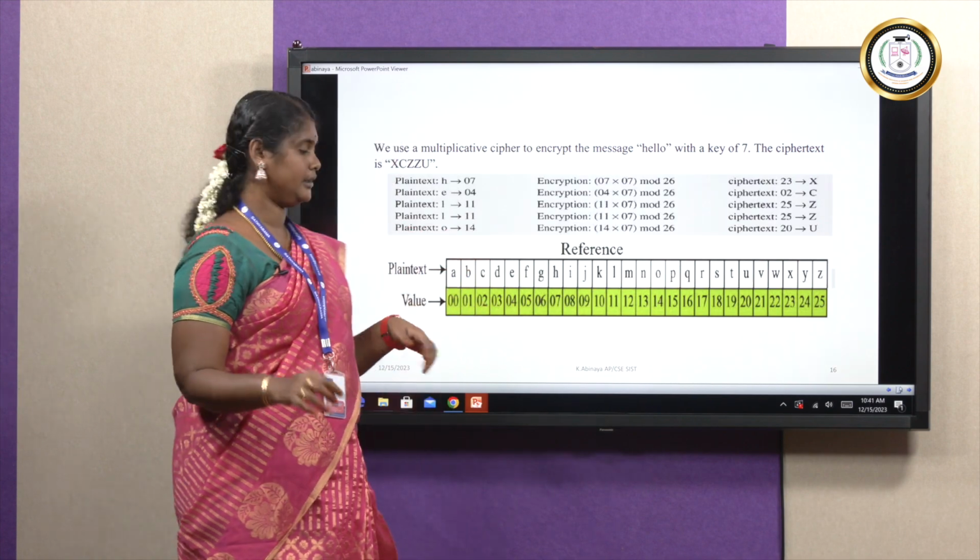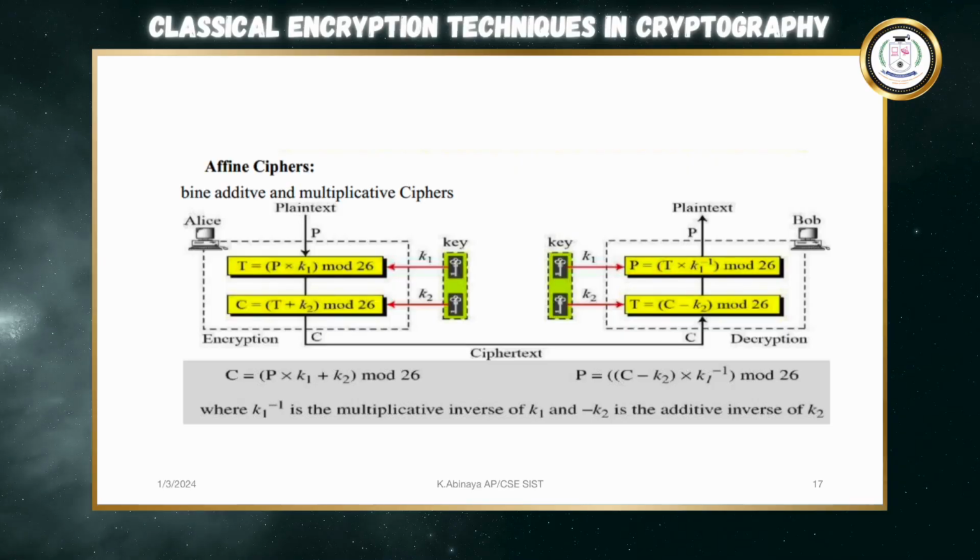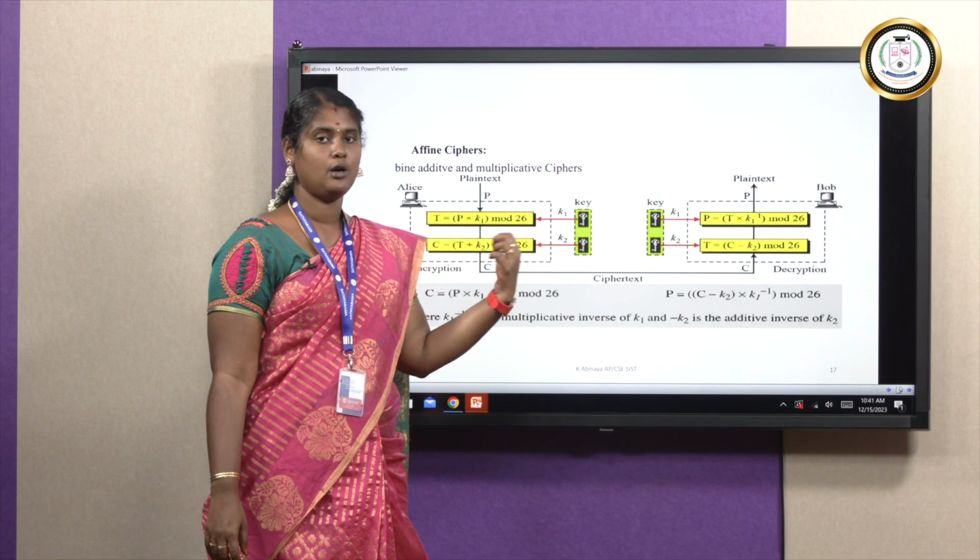So like that you need to do the multiplication. In the decryption, again I need to take the inverse of the key, modulus of 26, then only can you retrieve your original data.